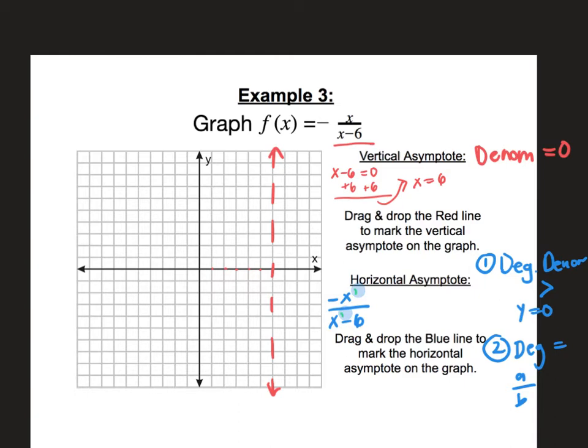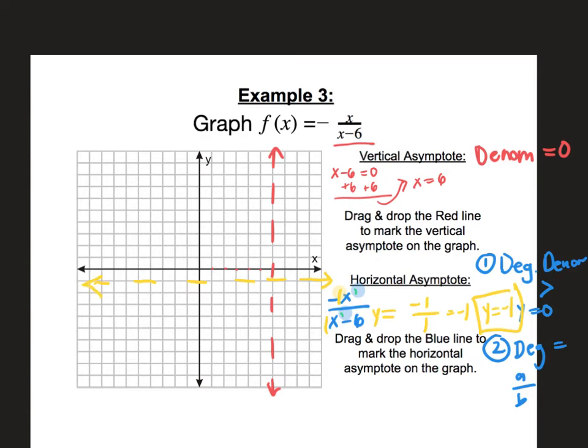Now you're probably looking at that saying, Miss Sylvester, there aren't any numbers out front. Well, there is a sneaky little 1 in front of our x on the top and on the bottom. So really, we have negative 1 divided by 1. When I do negative 1 divided by 1, I get negative 1. So that means y is going to equal negative 1 in our case. And that is our horizontal asymptote. You're going to go down 1, draw your line straight across, and you're good to go.